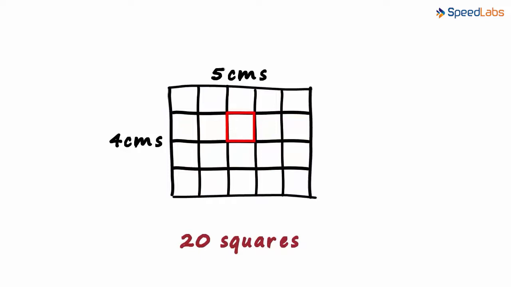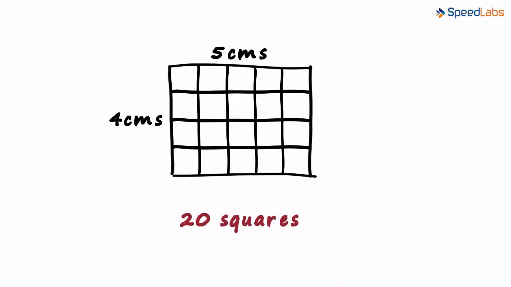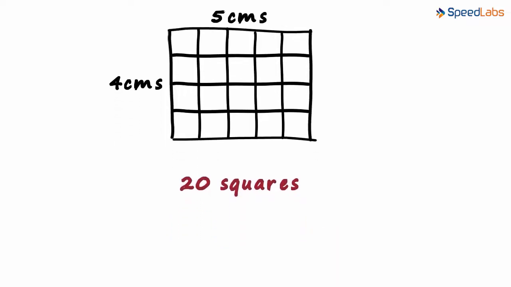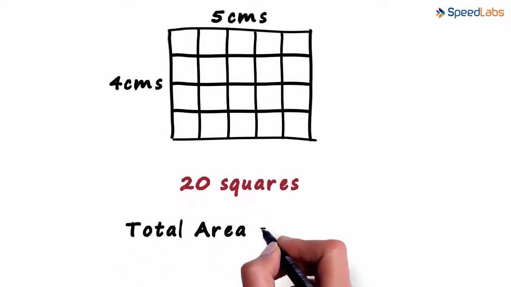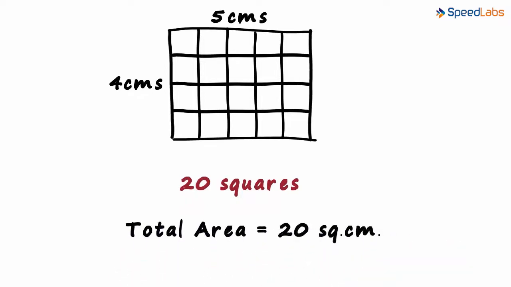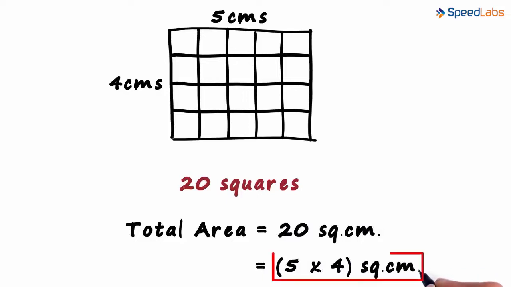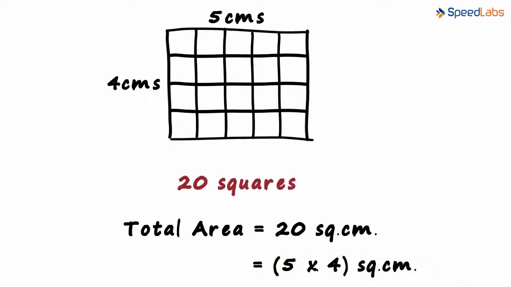Each of these tiny squares inside will have sides of length 1 centimeter, which means we have 20 small squares of area 1 square centimeter. So if we add up the area of each of the 20 squares, we get the total area as 20 square centimeters. That is actually equal to 5 multiplied by 4 square centimeters. That's how we get the formula of the area of a rectangle as length multiplied by breadth. We break the rectangle down to tiny squares of standard size.